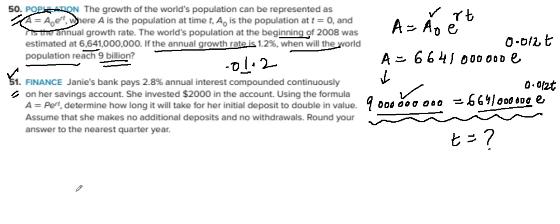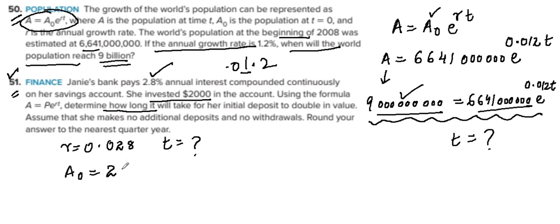Question number 51 is also the same, but we have to see what they're asking. Janice's bank pays 2.8%, so 0.028 is the r, the rate of interest, and determine how long. Again they're asking the time, just like 50. Initially she invested 2000, so A naught is given, the initial is 2000. And using the formula, determine how long it will take her initial deposit to double. So what is double of 2000? That is 4000. So A is 4000.